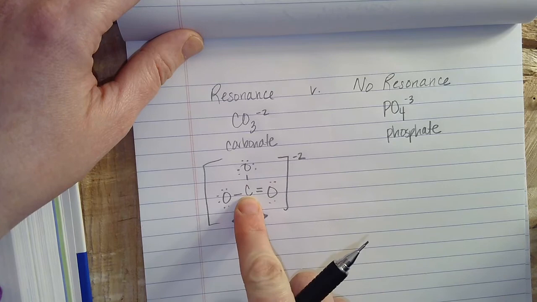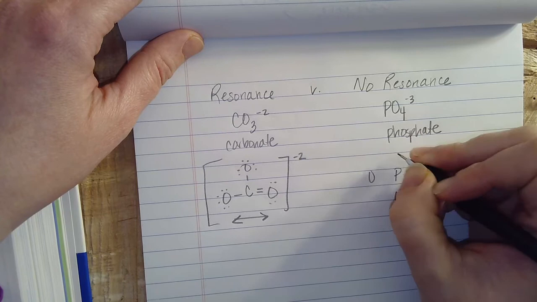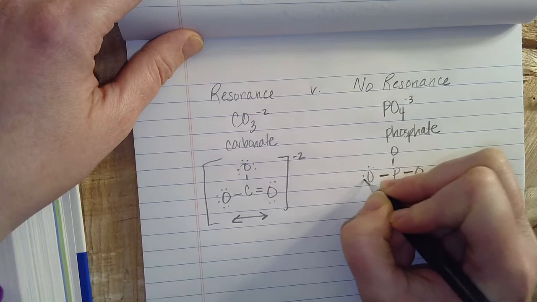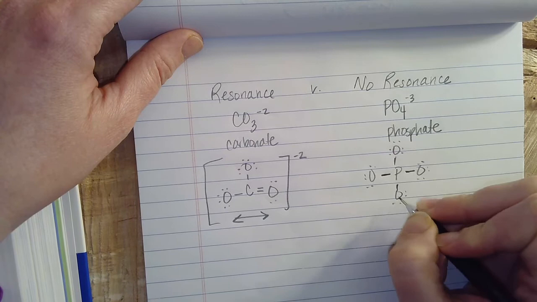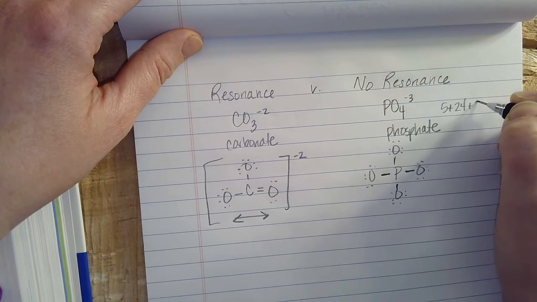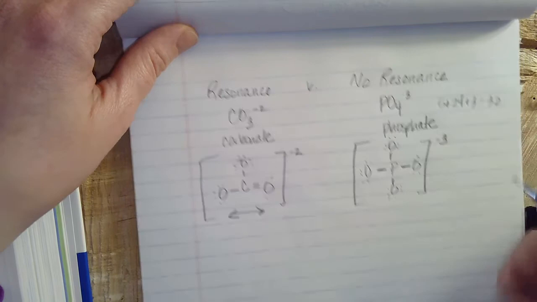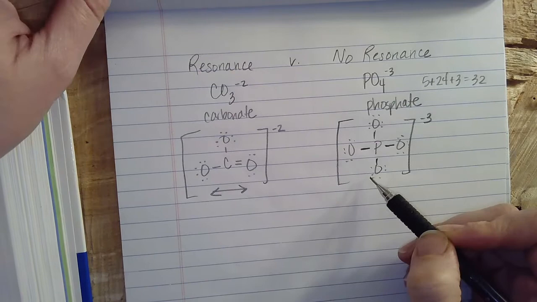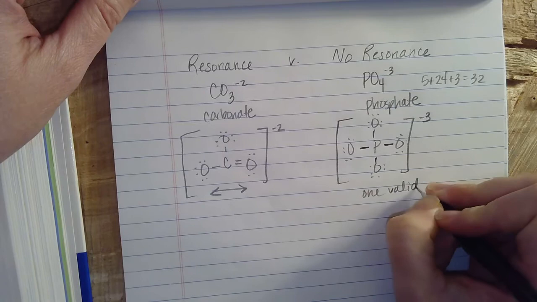Whereas phosphate, again, you should have paused the video and drawn this out. Phosphate has 32 valence electrons. I think that's right. 5 plus 24 plus 3 is 32. Yep. And it has 4 single bonds with a minus 3 charge. This has no resonance because there's no double bond. All of the oxygens are single bonded, and there's no double bond to draw, so there's only one valid answer for this Lewis dot structure. So therefore, there is no resonance with phosphate.